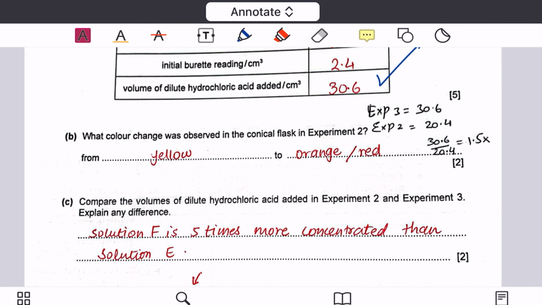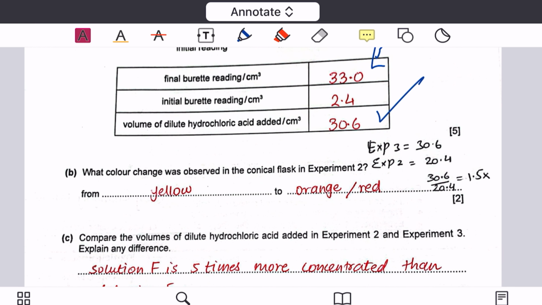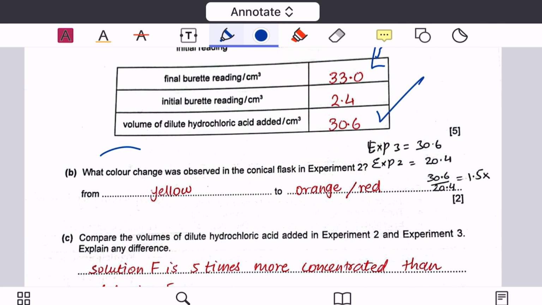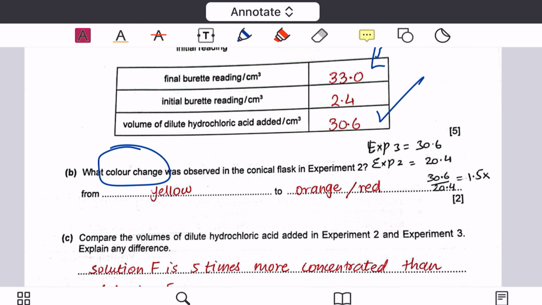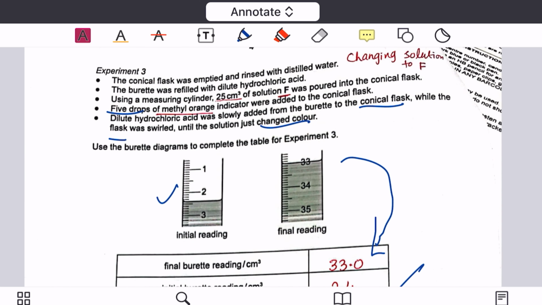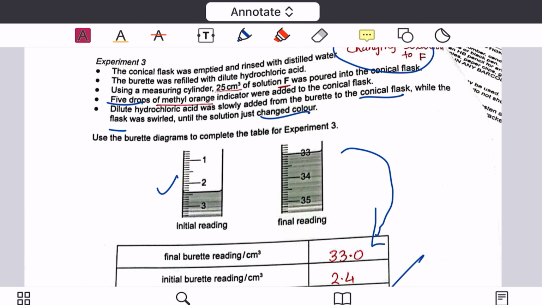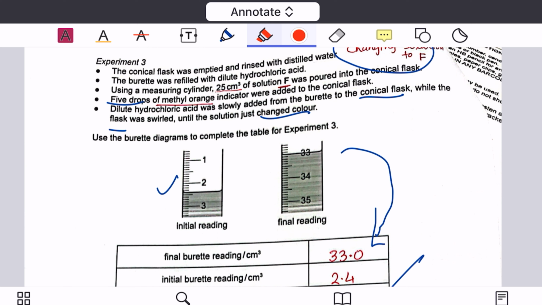What color change was observed in the conical flask in experiment 2? To answer such questions of color change, first of all you have to check which indicator has been used in the experiment, and then you have to recall the colors in alkaline medium and acidic medium. Here we can see that methyl orange is used as the indicator, and as we know the color change of methyl orange.